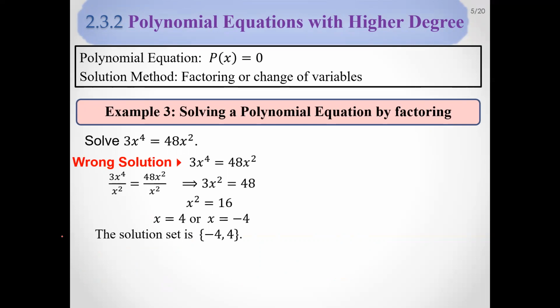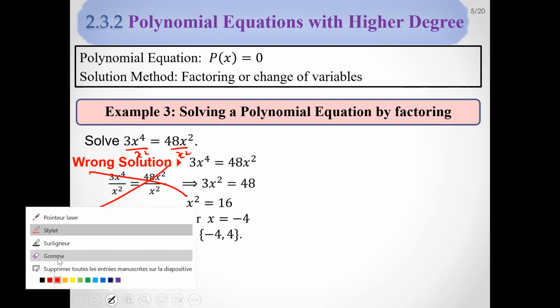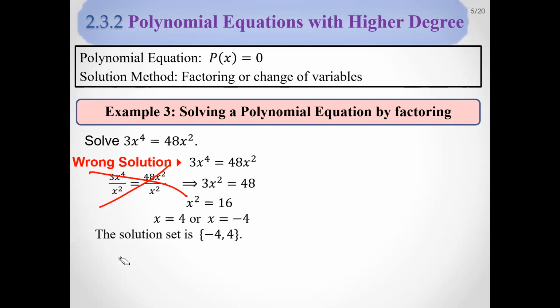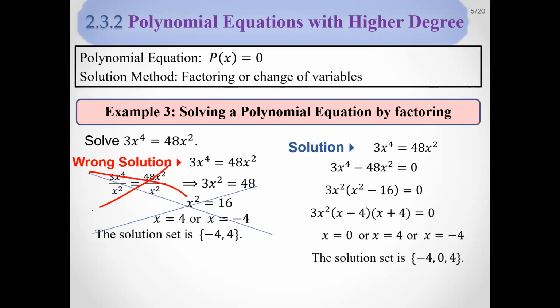Be careful, in this equation, don't divide by the variable. Don't simplify, okay? If here at all I divide by x squared, you will miss some of the solution. So this is the wrong solution. Don't do this. Just collect and factor. Do not divide by the variable x in solving equation. Okay, so this is the solution, and we have 3 solutions.